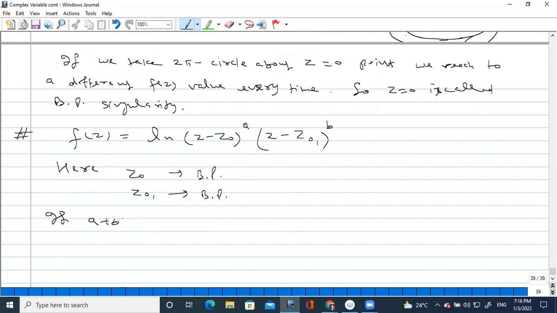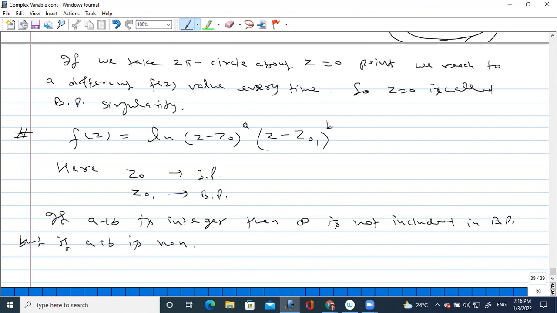If a plus b is an integer, then infinity is not included in the branch points. But if a plus b is non-integer, then infinity is also a branch point. So like this we decide. Okay.